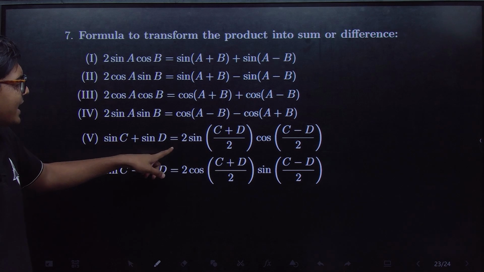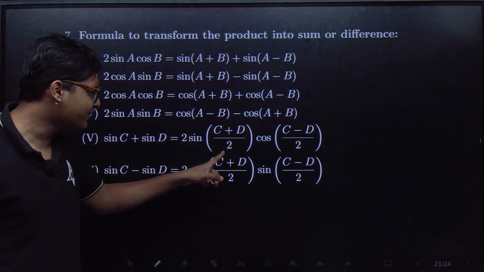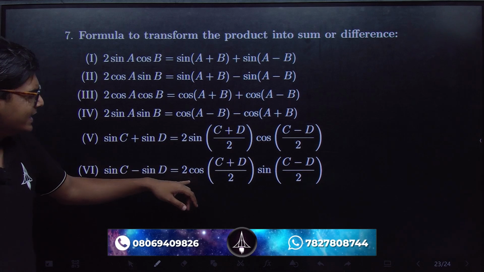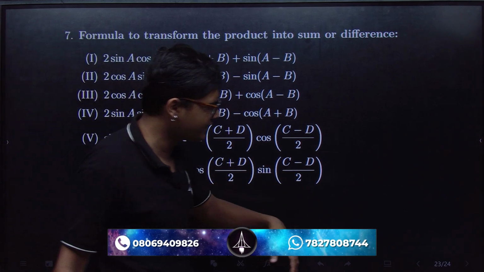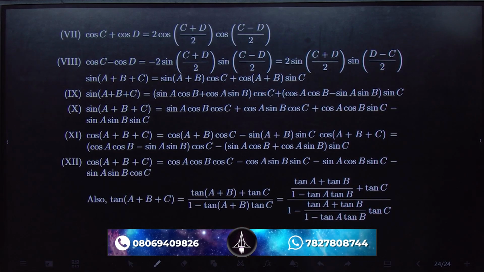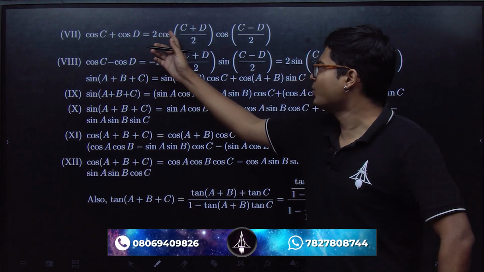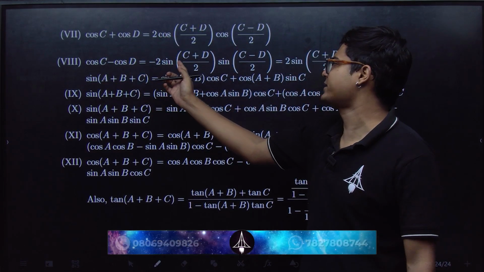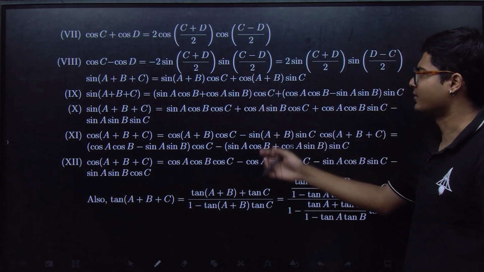Similarly, sin c plus sin d is 2 sin half sum times cos half difference, right? Similarly, sin c minus sin d is 2 cos half sum sin half difference, right? Cos plus cos is 2 cos half sum cos half difference. Cos minus cos is minus of 2 sin half sum sin half difference, okay?